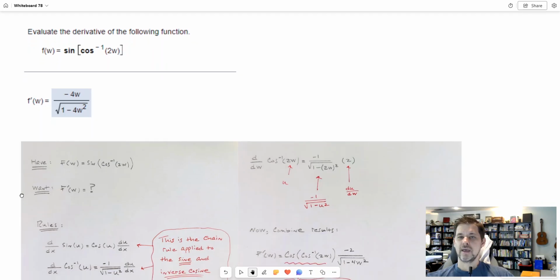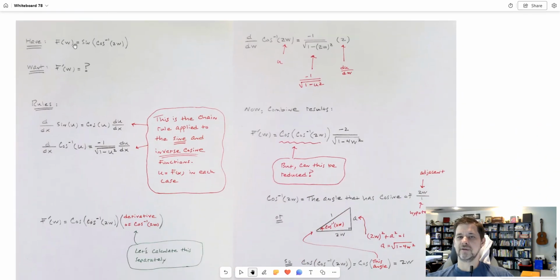Okay, so I'm going to summarize it like this. I've got this function of the variable w. It is sine of cosine inverse of 2w. So right away I see composite functions, and I know that the chain rule is going to be involved to find the derivative. These are the rules that are applicable.